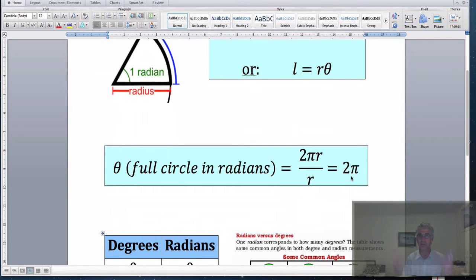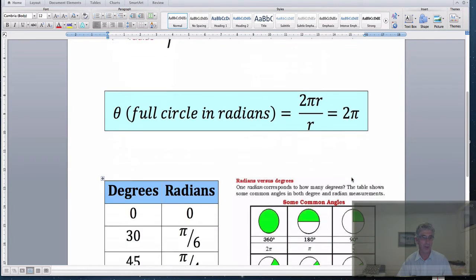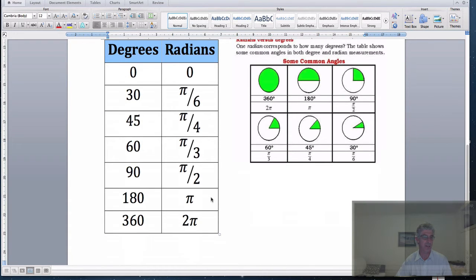That's the conversion. And so with that, we can work backwards and find how many radians are equivalent to 180 degrees, 90 degrees, and so on. And this table of the main basic angles that we're interested in terms of degrees, 0, 30, 45, 60, 90, 180, 360, you need to know their equivalent in radians.